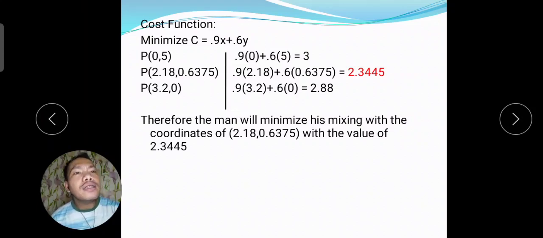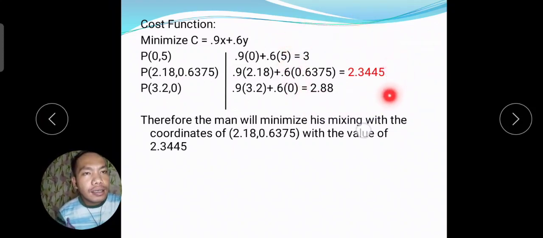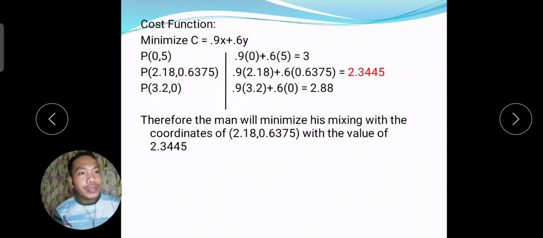Among these results, which of these is our minimum value? The lowest value is 2.3445, so that is our minimized value. Therefore, the man will minimize his mixing with the coordinates of 2.18 and 0.6375, with the value of 2.3445.